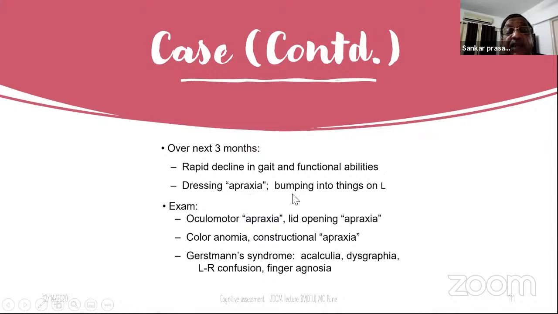He developed resting apraxia, and he used to bump into things on the left side. On examination he had oculomotor apraxia, lid opening apraxia, color anomia, constructional apraxia, adjustment syndrome, acalculia, dysgraphia, left-right confusion, and finger agnosia. All these are present in this case.